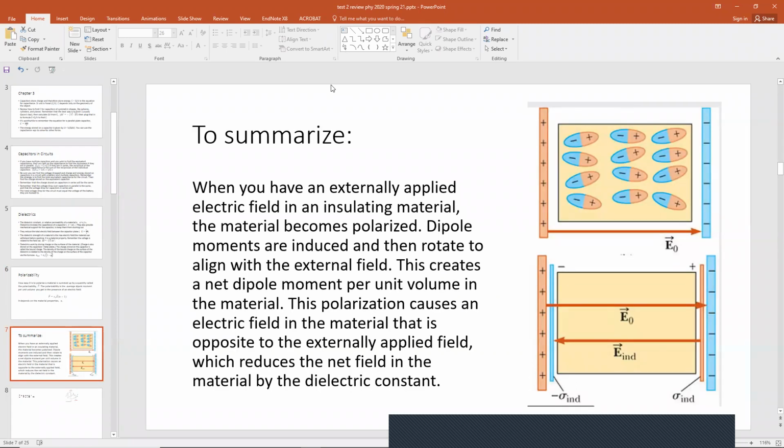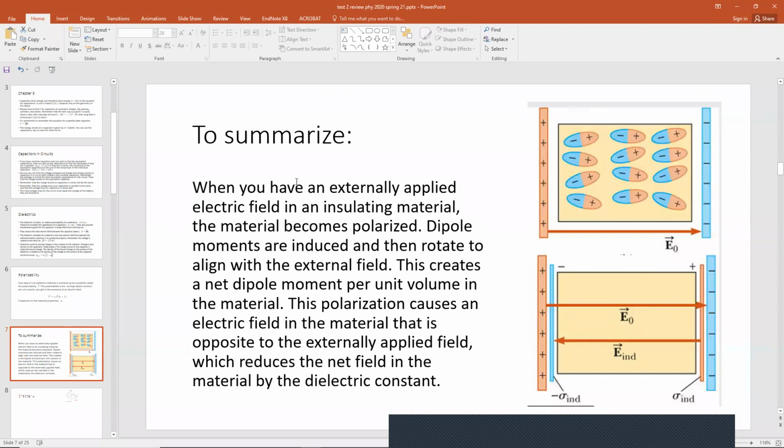So to summarize what happens, here we have depicted a little parallel plate capacitor with a positive charge on the left and a negative charge built up on the right. That creates an electric field E naught within the material, okay? And so when you have that externally applied electric field, here our insulating material, our dielectric, is represented by this yellow box. You can see that the material inside becomes polarized. You can see the little dipole moments form. The dipole moments are induced, and then they rotate to align with that external field.